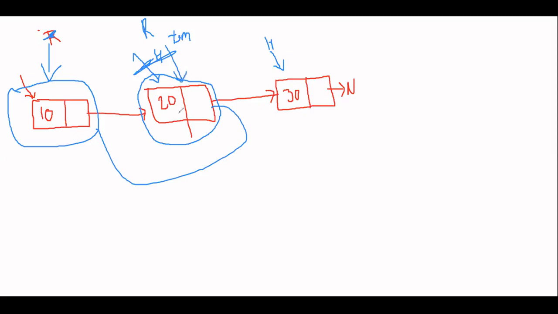Again after this, head will move to head's next. This time head will be pointing to a null value, and this node will be stored into temp, and temp's next will be reverse head, because reverse head is currently pointing to 20. So temp's next will point to this node, and we will update reverse head, so now reverse head will point to this node.